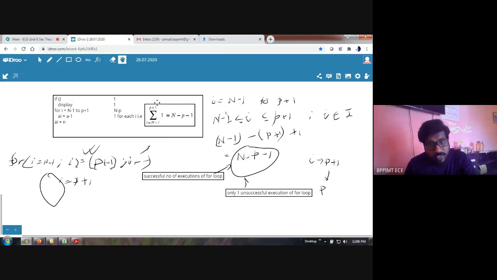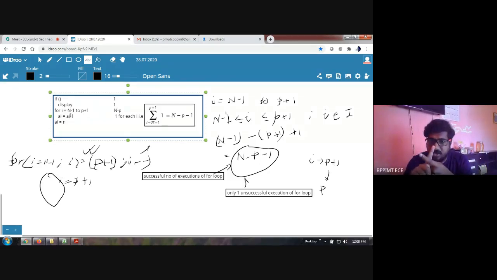And that also can be derived. This can be proved a little bit analytically. So for each value of i, how many times is this a[i] equal to a[i minus 1] being executed? a[i] equal to a[i minus 1]. So this line is being executed only once for a single value of i.